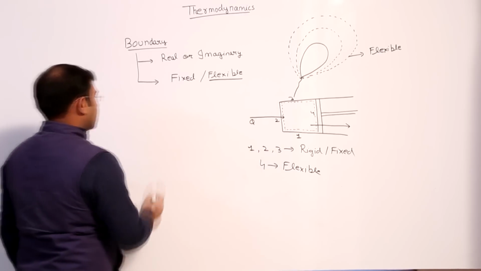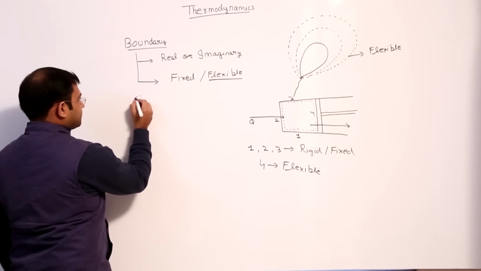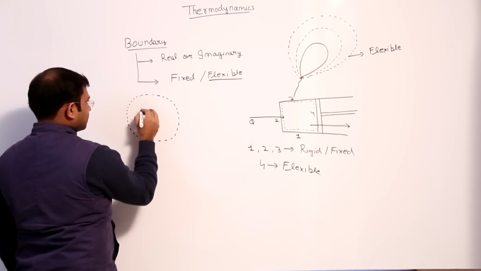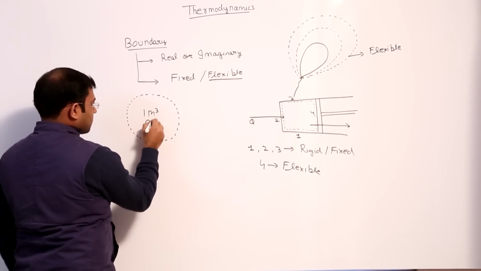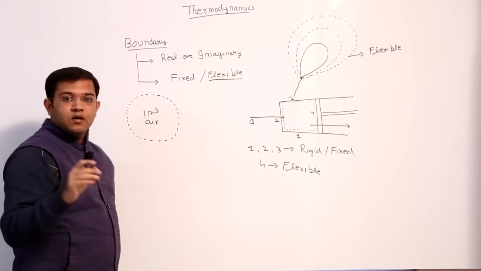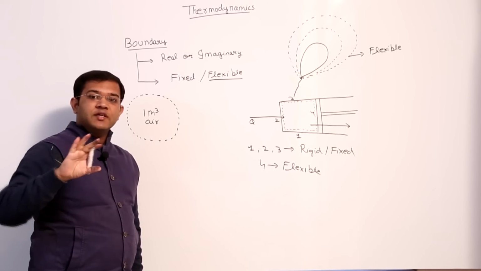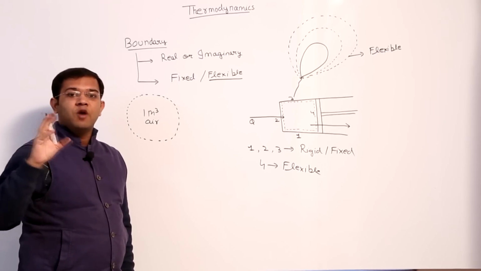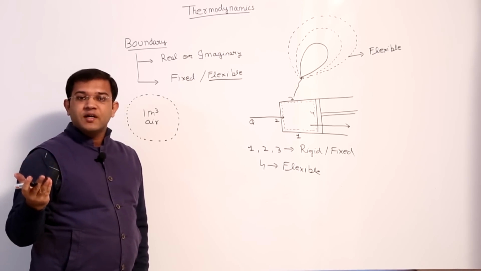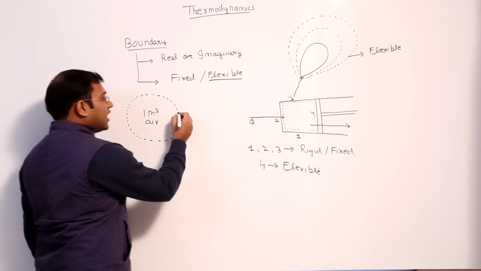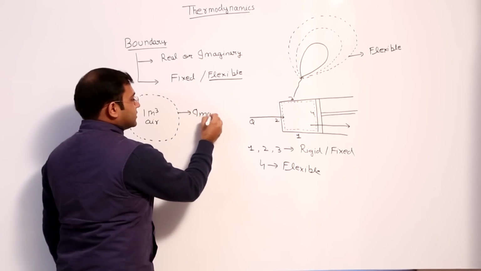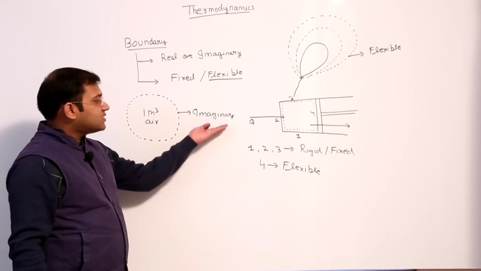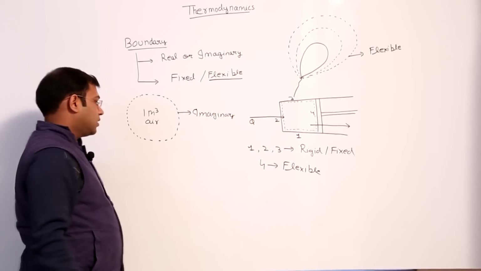Now consider the room in which you are sitting, and suppose there is 1 meter cube of air. Now our system is only 1 meter cube of air. Can we see the boundaries of the air? No. So here we have to plot imaginary boundaries. Fine. So imaginary boundaries are possible.